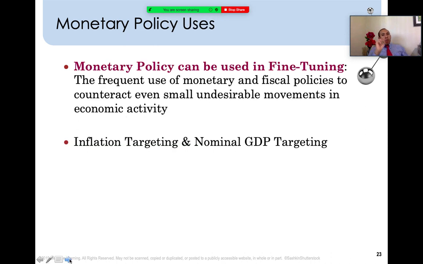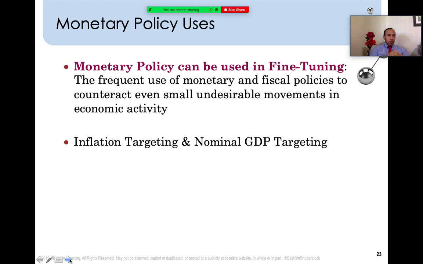Now, when we're looking at monetary policy uses, you could use monetary policy regardless in the market. Every country does. And monetary policy could be used to fine-tune the economy. It's the frequent use of monetary and fiscal policy, or a combination of both, to improve economic activity, to accelerate, to stabilize the economy, to counteract small undesirable events in economic activity. And essentially, it does help improve economic activity in the short term. In the long term, we could have higher prices if it's not contracted or deflated, and GDP could stay the same and go back to normal levels.